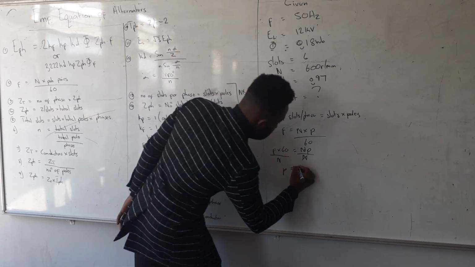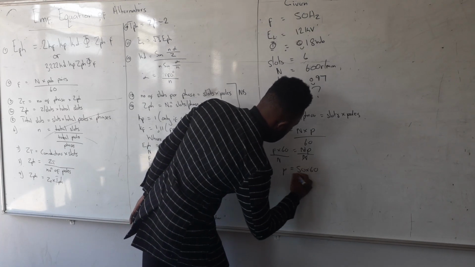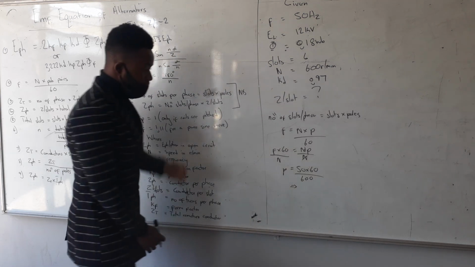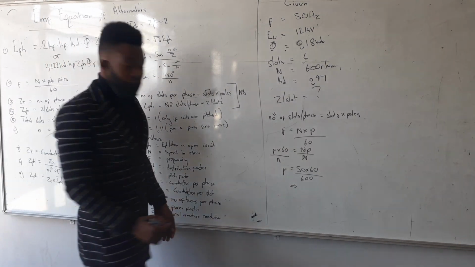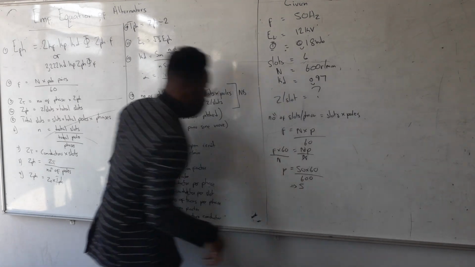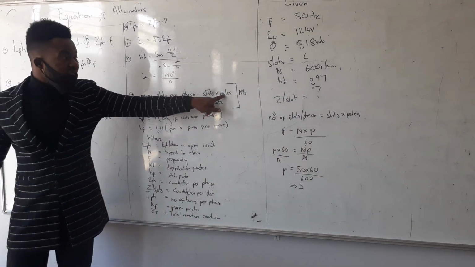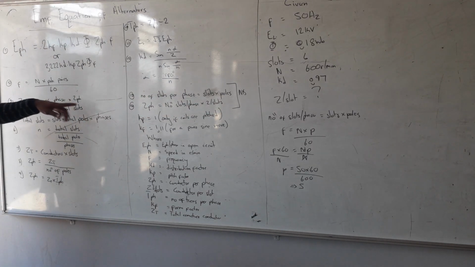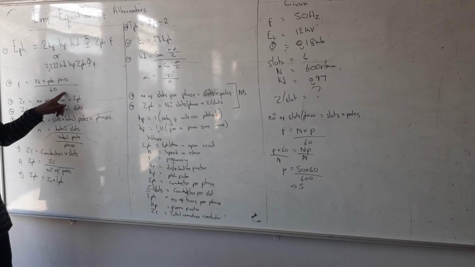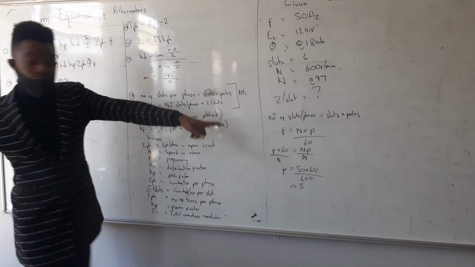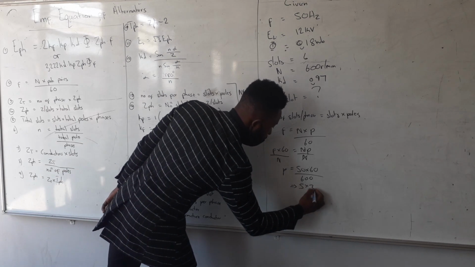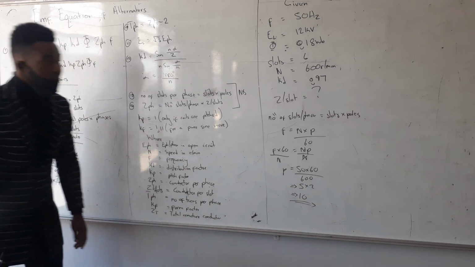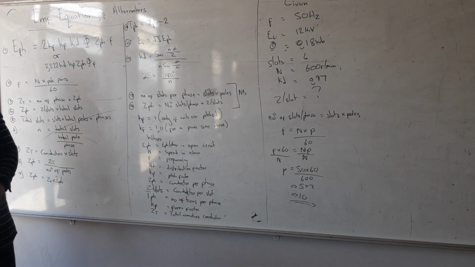It was 50 Hz, multiplied by 60, divided by the speed of 600. That's 5. Also, your formula says poles, but when you are calculating, this is pole pairs. You need poles, not pole pairs, so I have to multiply by 2. Okay, I'll get my number of poles is 10.